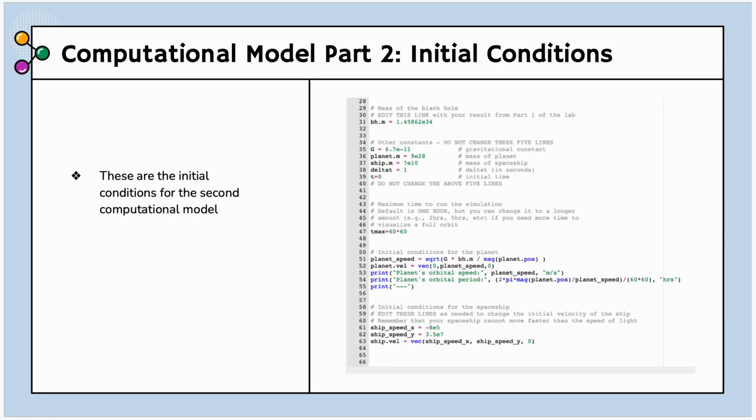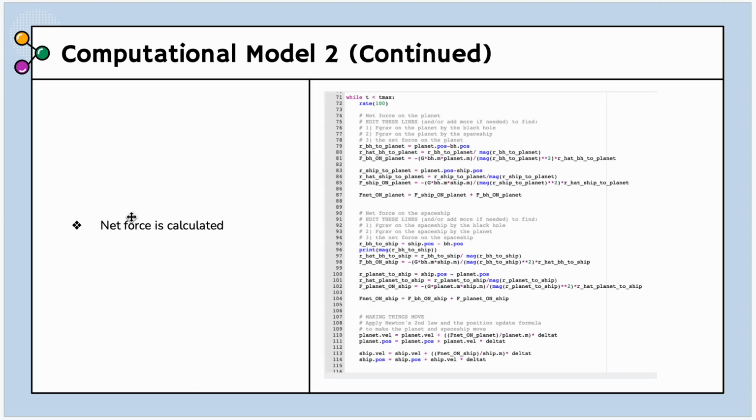Okay, so moving on to part two, these are the initial conditions. The mass of the black hole, we just calculated that in part one. G, the gravitational constant, remains the same, 6.7 times 10 to the negative 11. Mass of the planet, ship, and delta T is 0. Delta T is 1, and T is 0. And yeah, these are just the initial conditions. And here's the actual code.